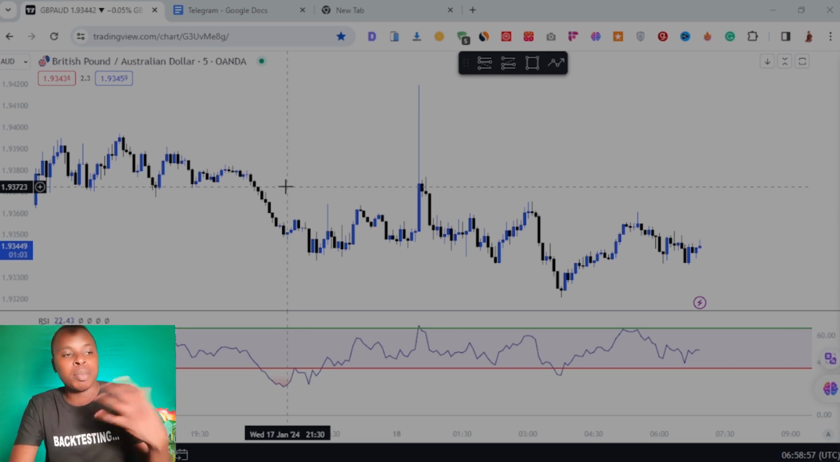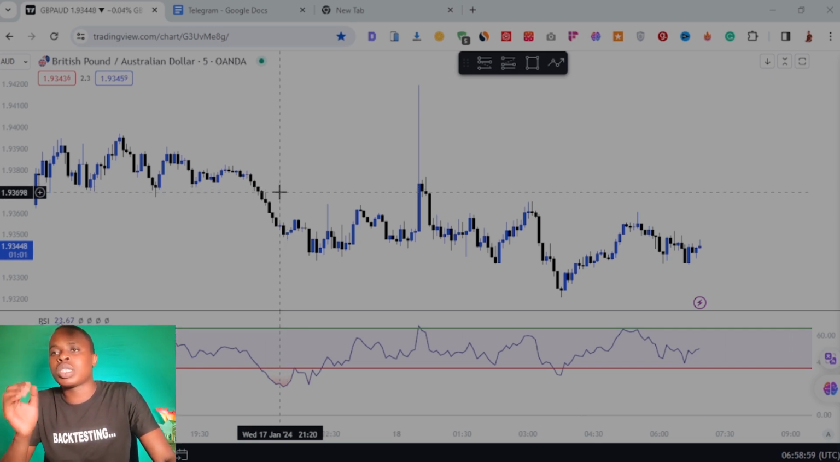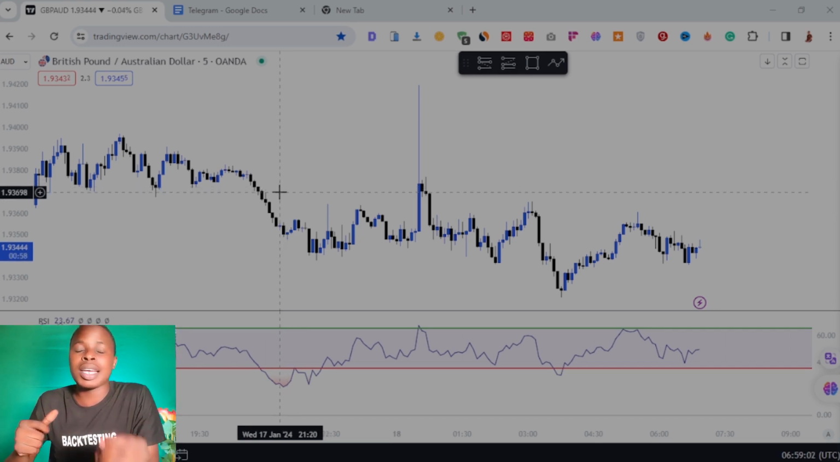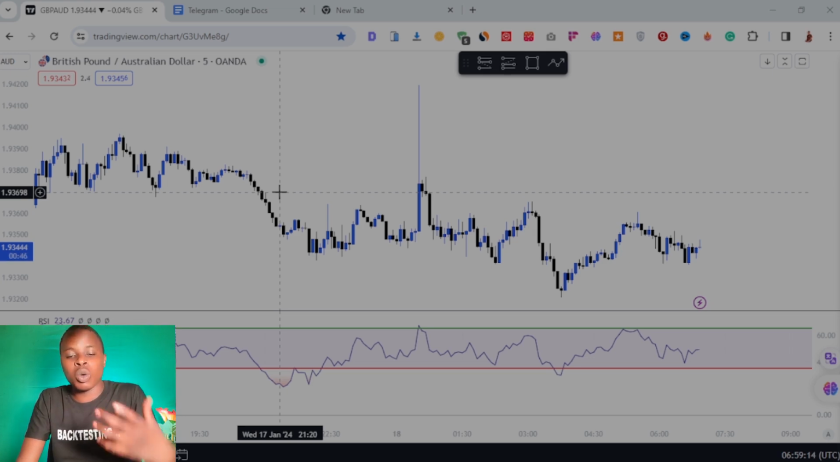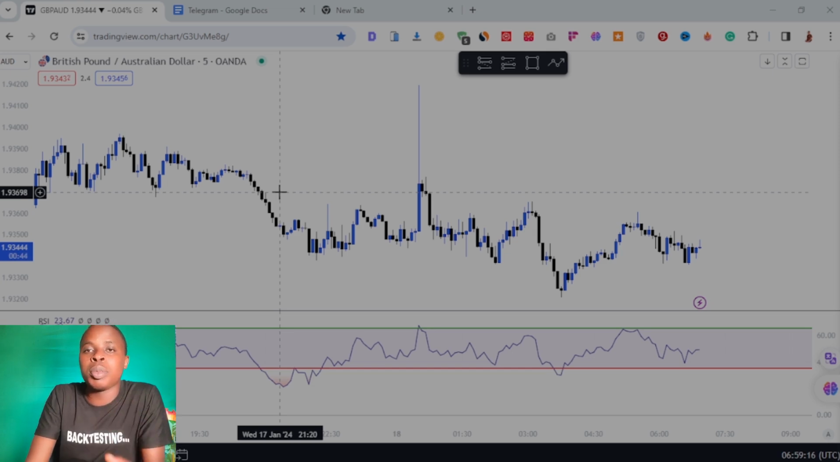So if you take that and put it into the market concept, you are going to see that most of the time when the RSI is being overbought, most people are going to try to sell because they think that the market is going to drop. But most of the time the market is just going to hit their stop losses. Why? Because you are selling against a huge momentum of buyers.